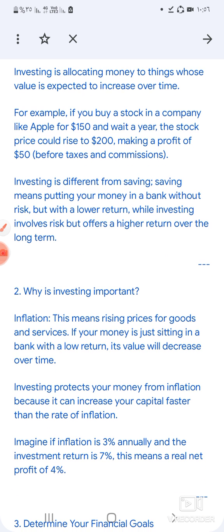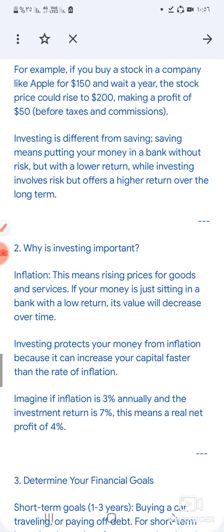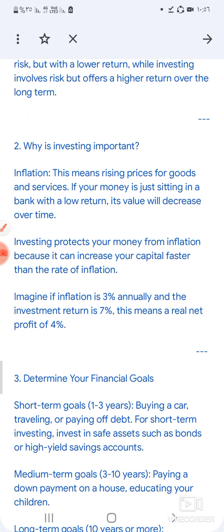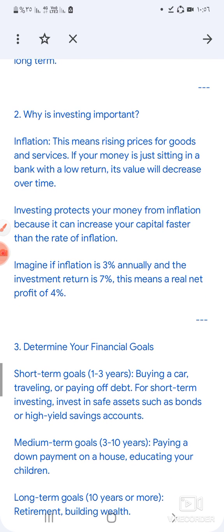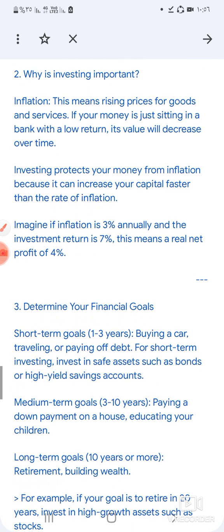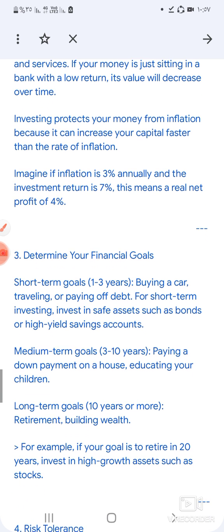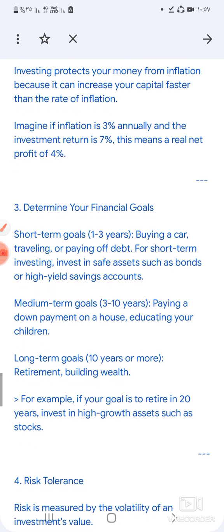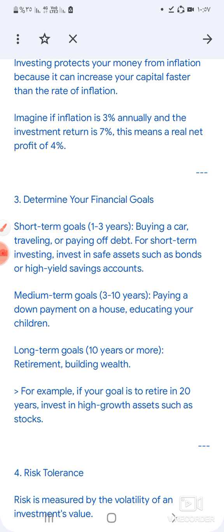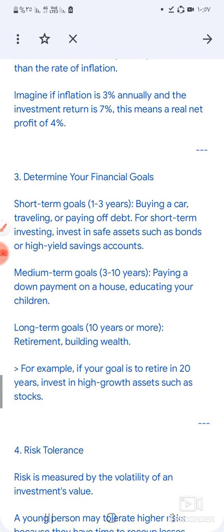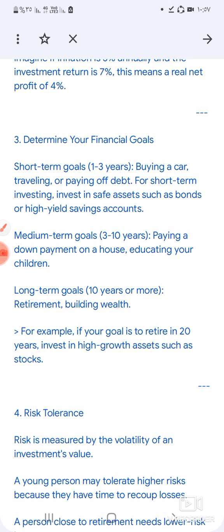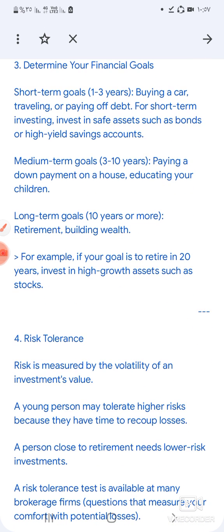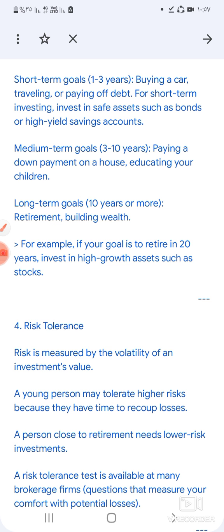2. Why is investing important? Inflation. This means rising prices for goods and services. If your money is just sitting in a bank with a low return, its value will decrease over time. Investing protects your money from inflation because it can increase your capital faster than the rate of inflation. Imagine if inflation is 3% annually and the investment return is 7%. This means a real net profit of 4%.